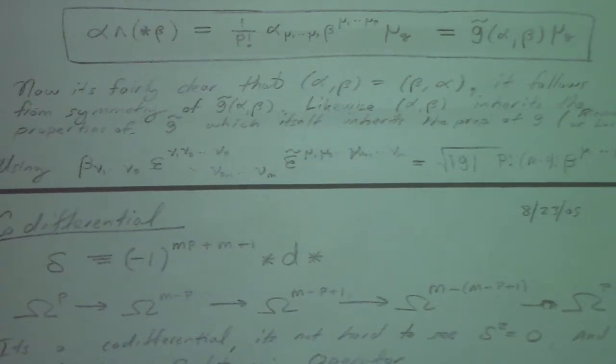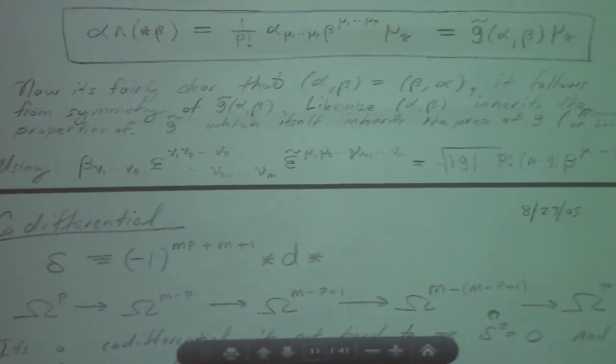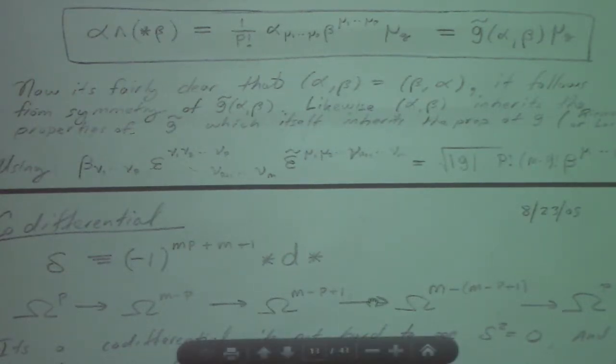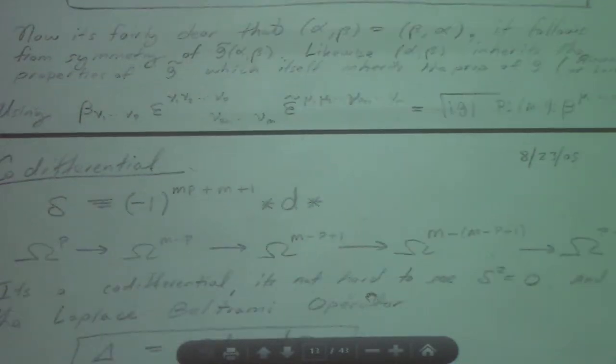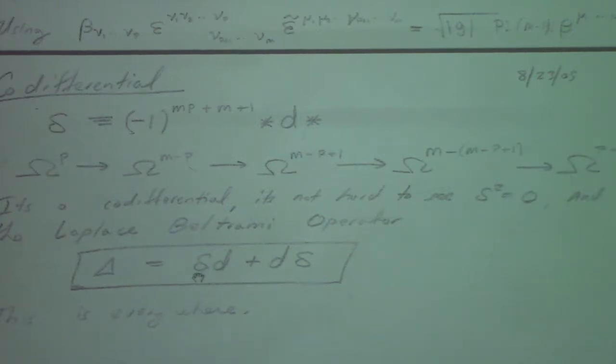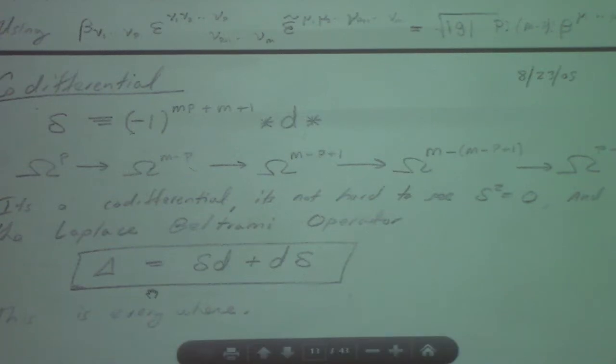The exterior derivative does what? Increases degree, right? I take the exterior derivative of a p-form, I get a p plus 1 form. So a coderivative is the opposite kind of thing. It goes the other direction. These are very interesting, the interplay. If you use the exterior derivative and the coderivative together, you can put them together and make the Laplace-Beltrami operator, which is essentially the Laplacian in the abstract.